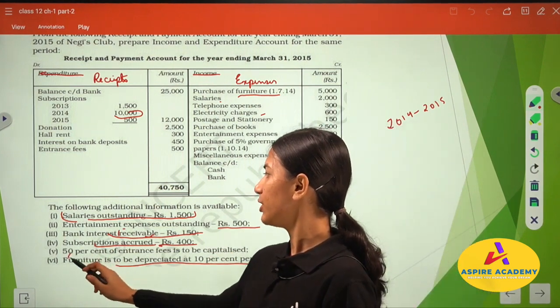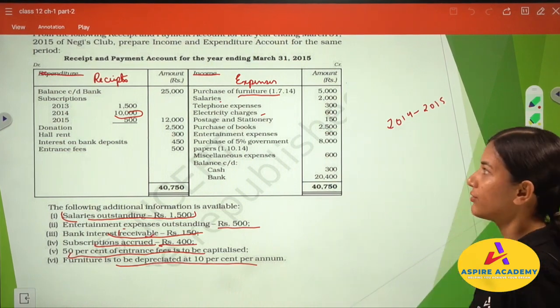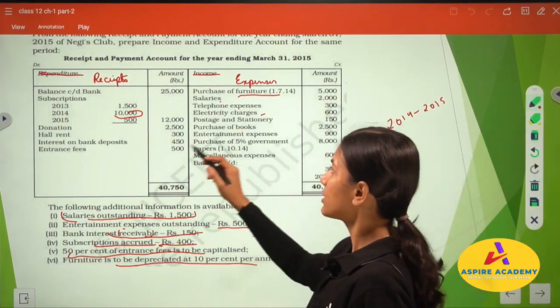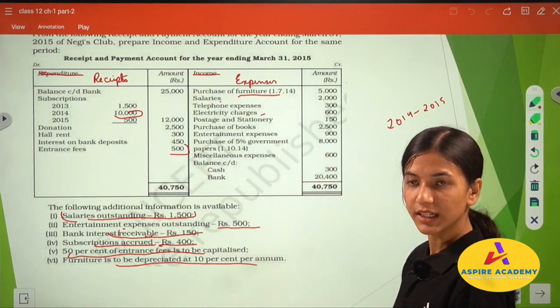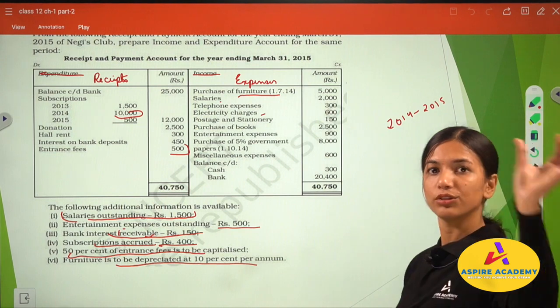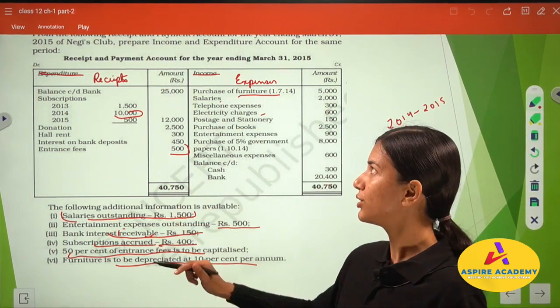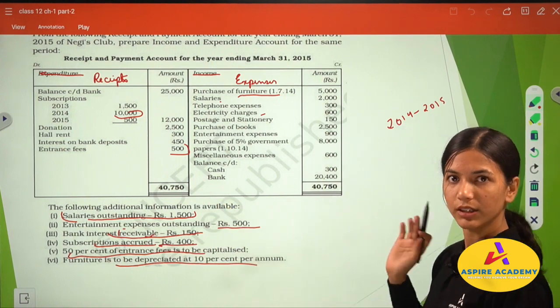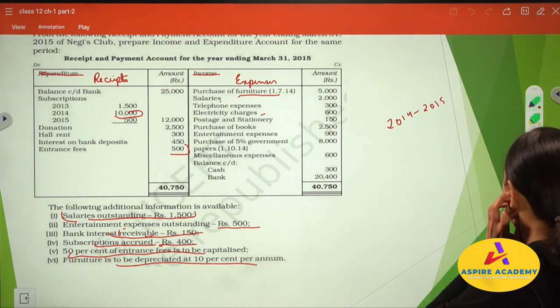Next, 50% of entrance fees has been capitalized. So the 50% amount of entrance fees has been capitalized. The 50% amount would be shown on the balance sheet, and the other 50% would be shown on the income side of the income and expenditure account. Now let's do this question.